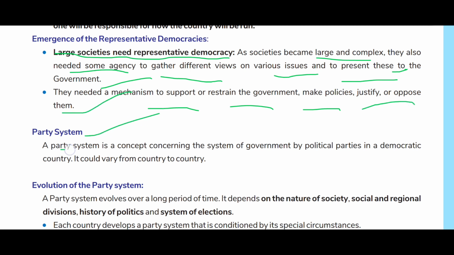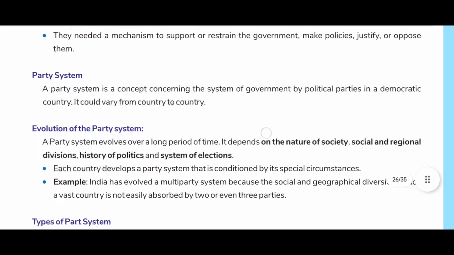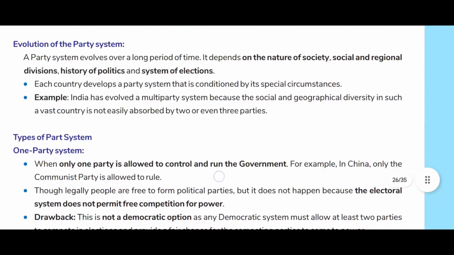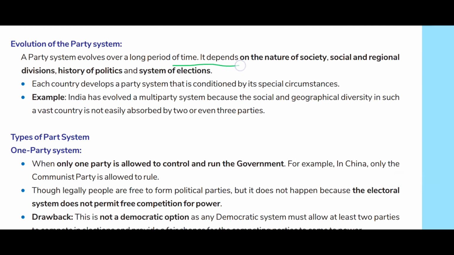Now, what is a party system? A party system is a concept concerning the system of government by political parties in a democratic country. It varies from country to country. Evolution of the party system: a party system evolves over a long period of time. It depends on the nature of society, social and regional divisions, history of politics, and system of elections. Each country develops a party system that is conditioned by its special circumstances.